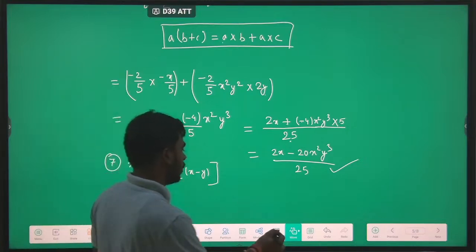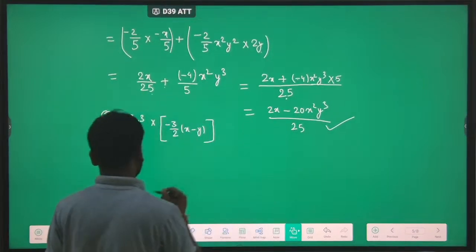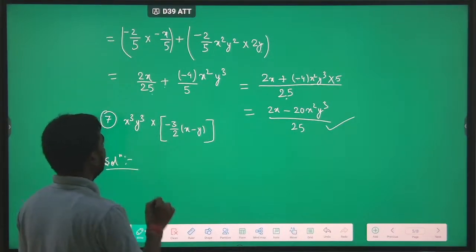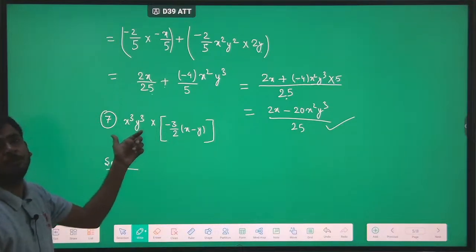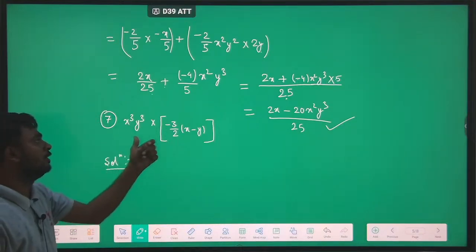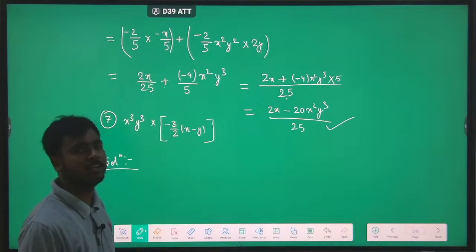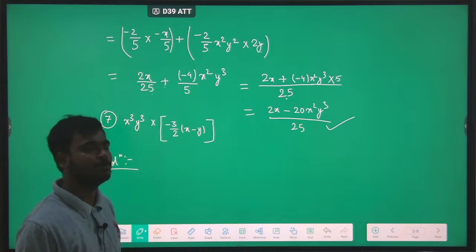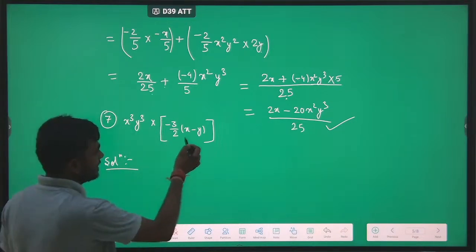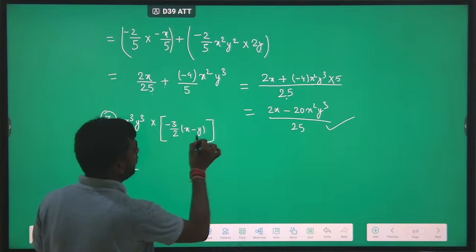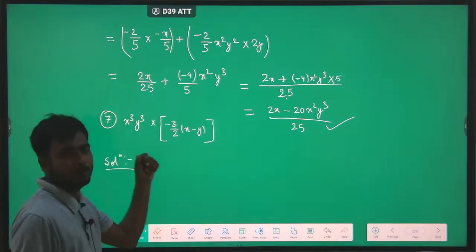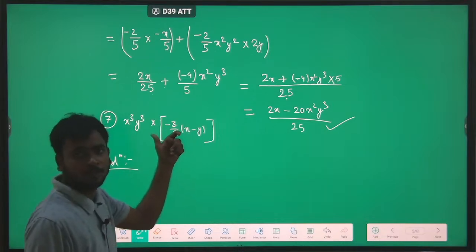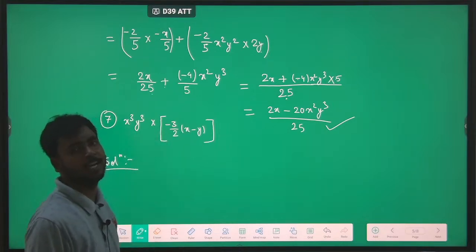Okay, now we will move towards our next question, question number 7. So what is our question number 7? We have to multiply x cube y cube with minus 3 by 2 x minus y. So this x minus y refers to a binomial term because here there are two terms. Okay, so it is a binomial algebraic expression.